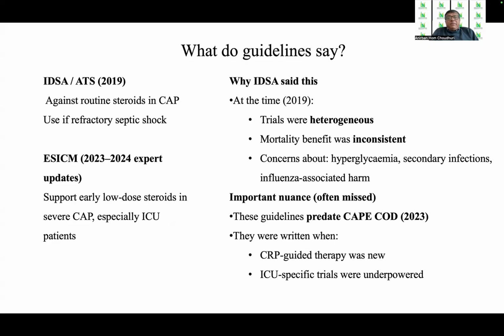Now, this was in 2019, where the guidelines were based upon trials which were heterogeneous. Mortality benefit was inconsistent, and there were concerns about hyperglycemia, secondary infections, and influenza-associated harm. So the important nuance which was missed is that these guidelines predate the landmark Cape Cod trial of 2023, and they were written when CRP-guided therapy was new and ICU-specific trials were underpowered. And that is why the 2019 recommendations did not mention strongly the use of steroids in severe CAP.